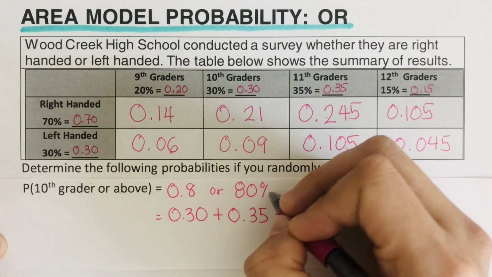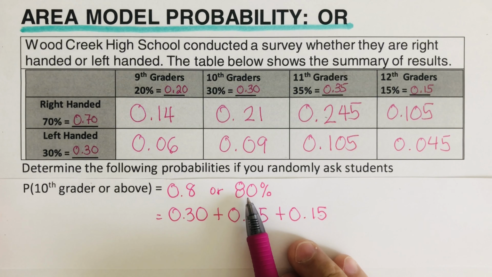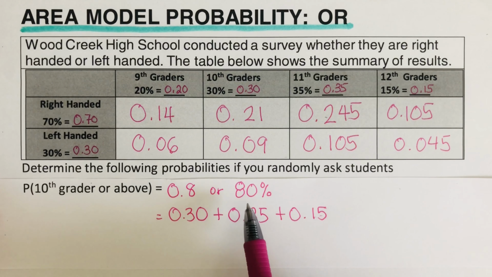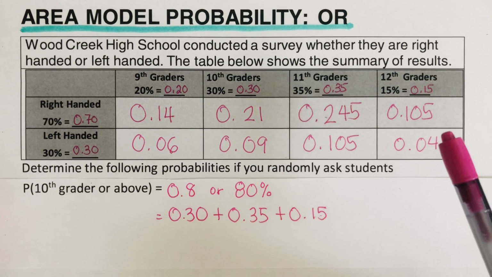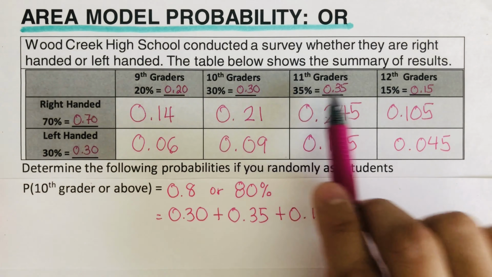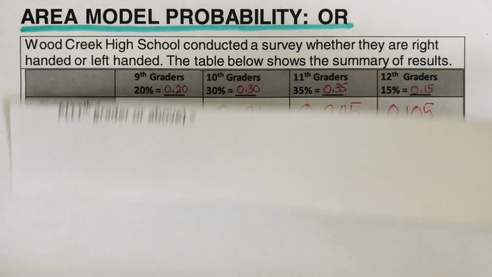What does this number mean? When you go to the school, 80% of the time you will be able to ask a 10th grader or above. That means 80% of the time you'd be able to ask a 10th, 11th, or 12th grader. So if you ask 10 students from there, 8 of those students would be 10th, 11th, or 12th graders. I would want you to pause this video and try this problem out on your own.